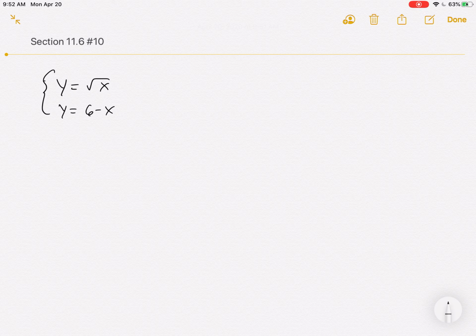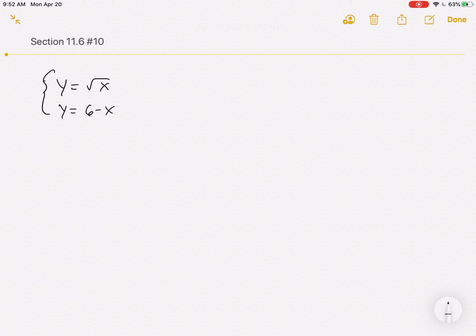So if you look at the first equation that's given in 11.6 number 10, it's y is equal to the square root of x, and that's a nonlinear equation. Now it's being matched with the line y is equal to 6 minus x. And so our job is to solve this system of nonlinear equations. Both of them don't have to be nonlinear, like in this case, but often they are. And so let's take a look at what's here in number 10.